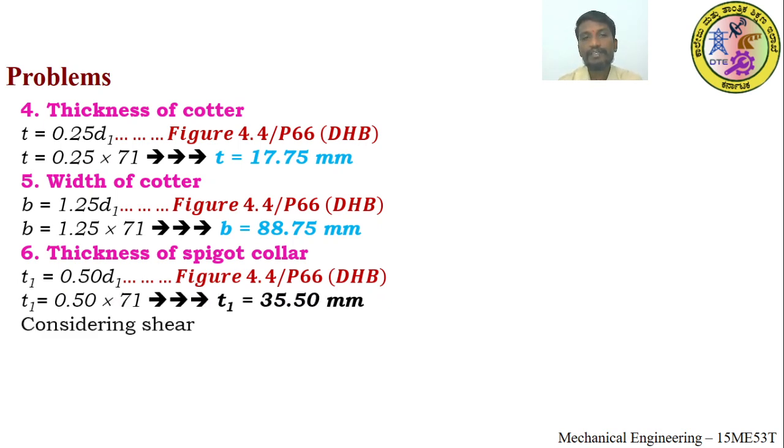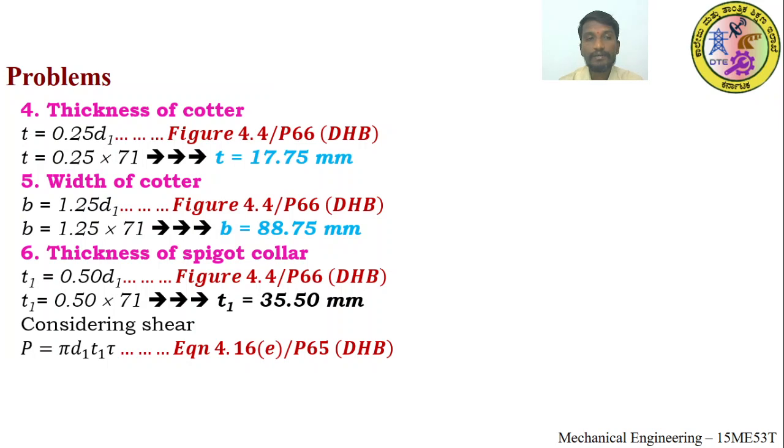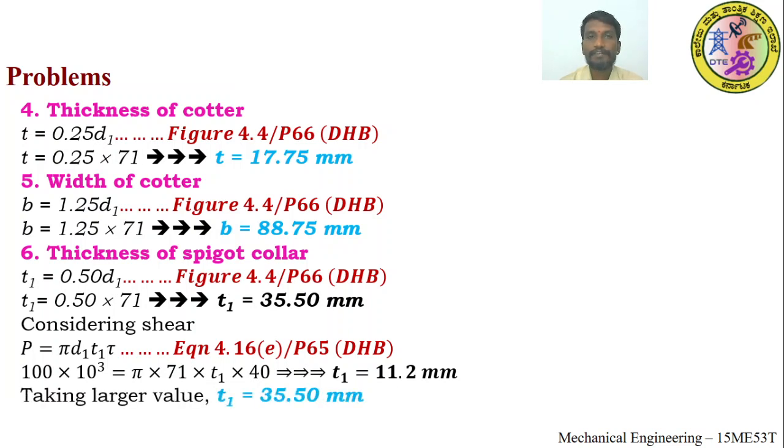Also we get 35.5, but this thickness of the spigot collar comes under shear, where P is equal to pi d1 t1 into tau, equation number 4.16e on page number 65. Applying the values, we get t1 is equal to 11.2, but considering the maximum value of these two, we get 35.5 millimeter as the thickness of the spigot collar.